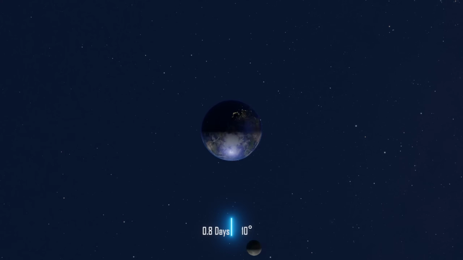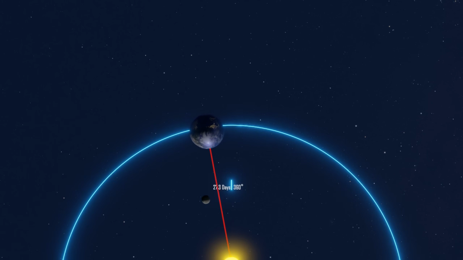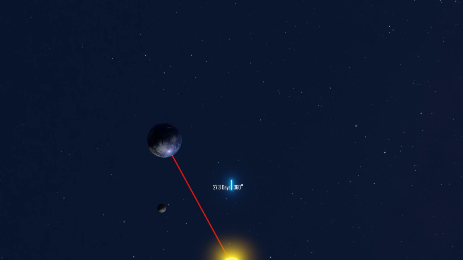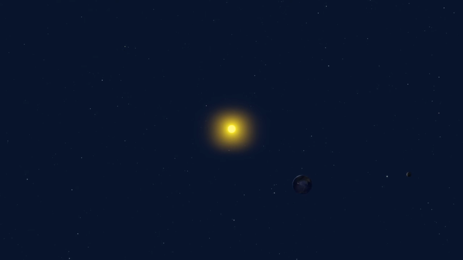The moon completes a full orbit around Earth, covering 360 degrees in approximately 27.3 days, known as a sidereal month. However, it takes about 29.5 days for the moon to return to the same position relative to both the Earth and the sun due to the Earth's orbit around the sun. This period is termed a synodic month.